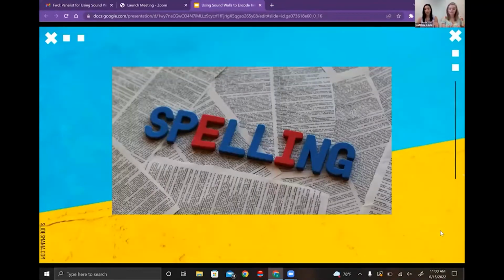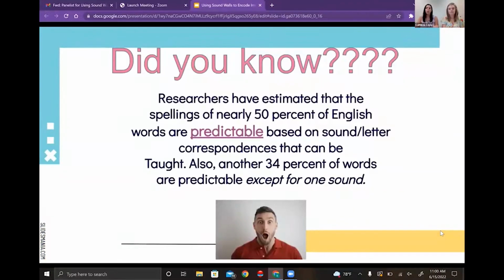Since spelling is so important and all connected, we wanted to add some details about spelling. Researchers have estimated that the spellings of nearly 50% of English words are predictable based on sound-letter correspondences that can be taught. And another 34% of words are predictable except for one sound. So 84% of words can be predictable. So it's important to know.